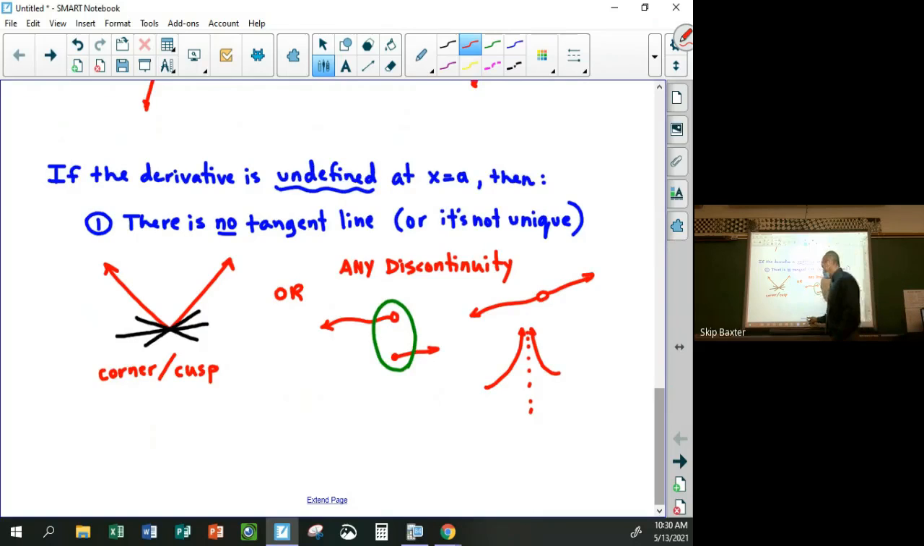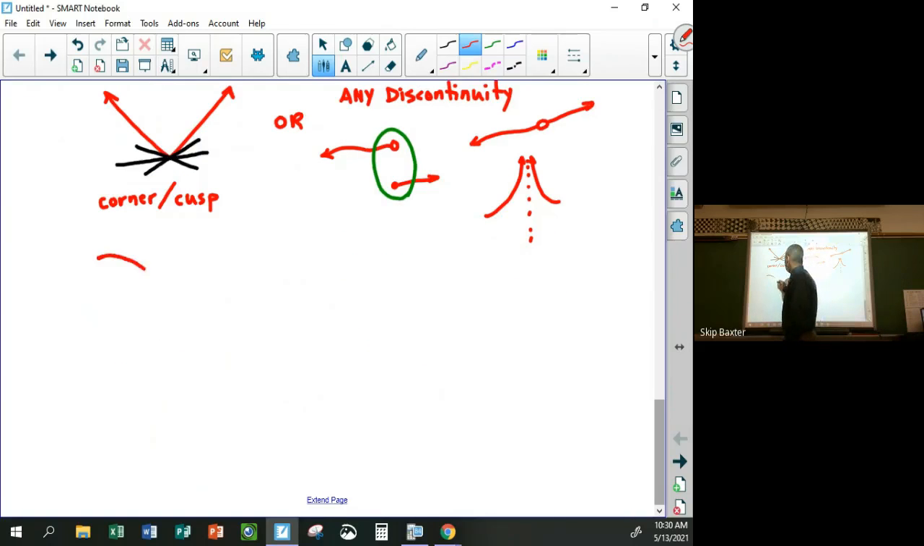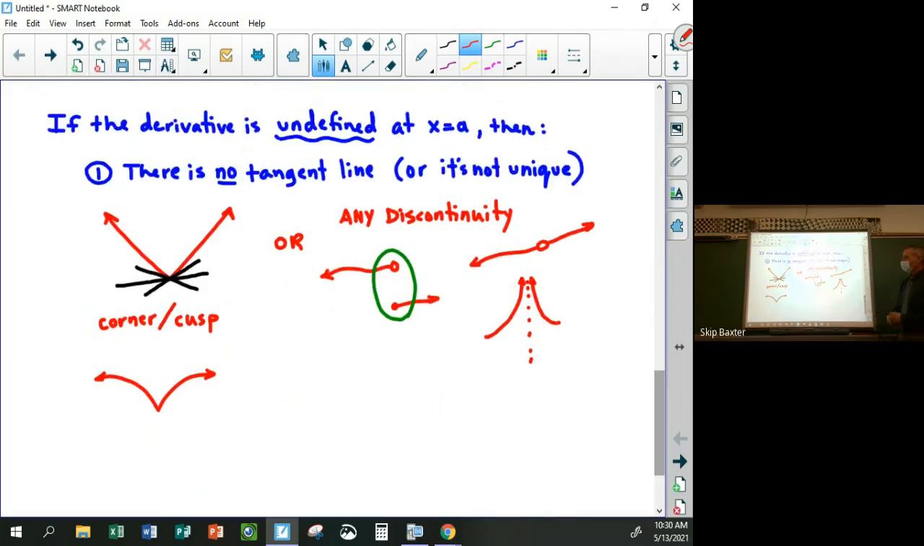Like, for example, it might just be something like this. That's a cusp. But it's the same scenario, right? So that's what that is. Okay, so that's one possibility if the derivative is undefined. It might be that there's no tangent line, or it's not unique.